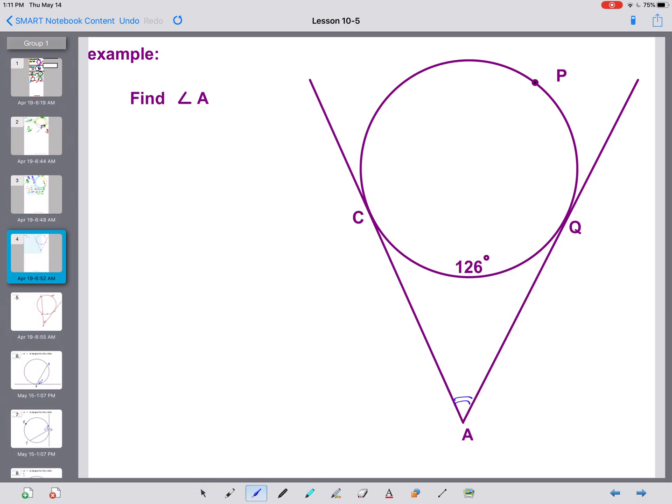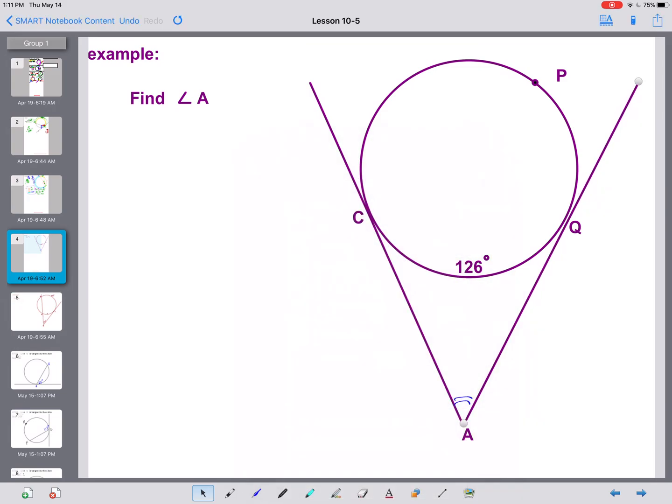Okay. Well, what do you got? What kind of lines do you have on this one? Look at our formula sheet. Oh, these are two tangents. Look at this. That's a tangent, because it touches the circle at only one spot.